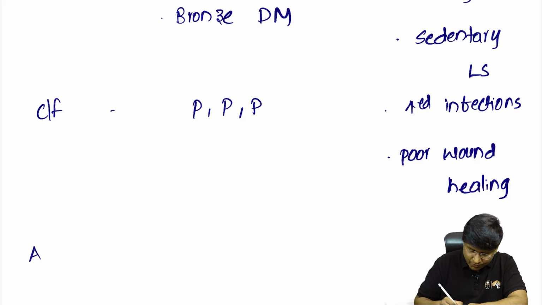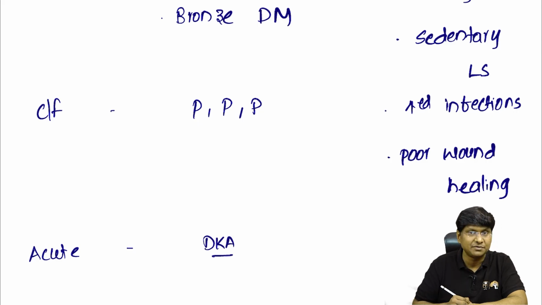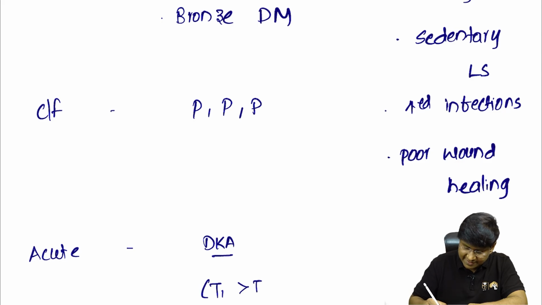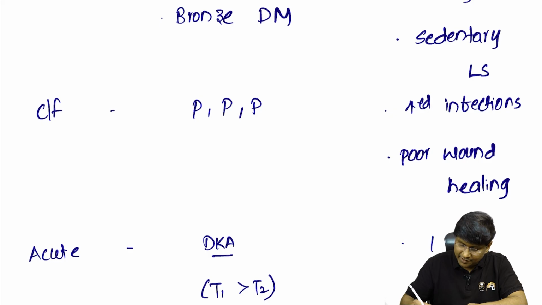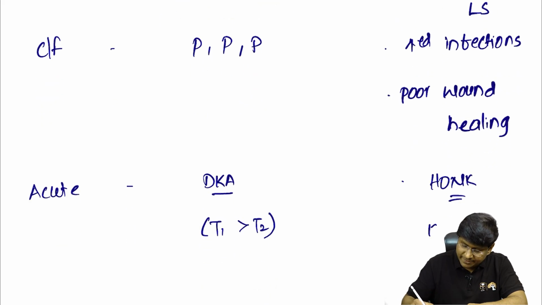And if you take the acute complications in type 1 diabetes mellitus, these patients are at increased risk of development of diabetic ketoacidosis. Diabetic ketoacidosis is observed in both type 1 and type 2, but it is more common in type 1 rather than type 2. Another important complication is the hyperosmolar non-ketotic coma, where the ketone bodies will be negative, and this is more common in type 2 rather than type 1 diabetes mellitus.